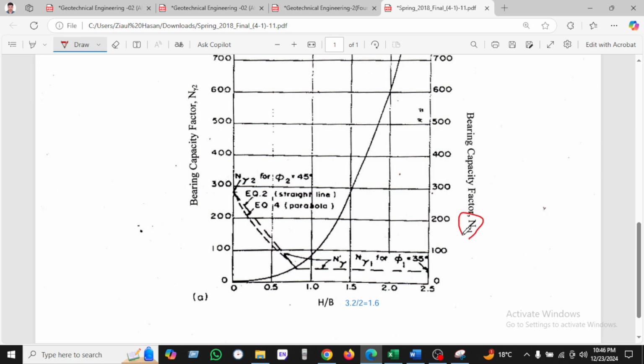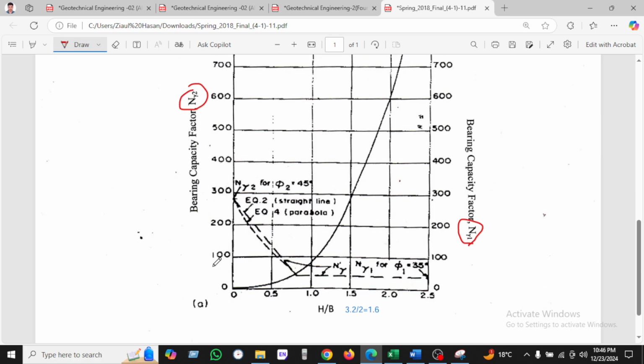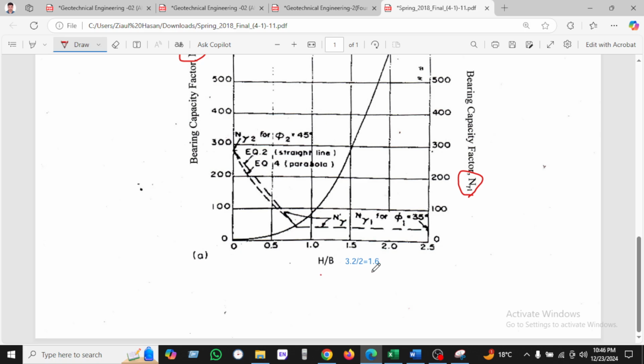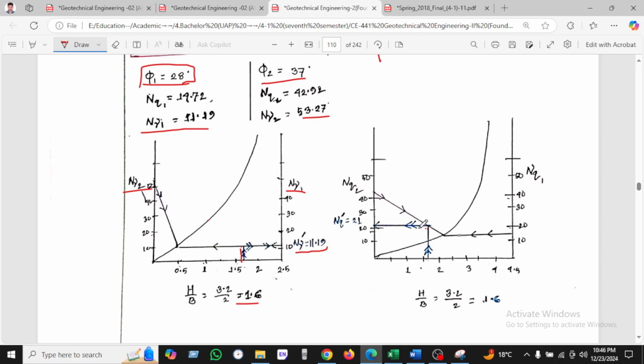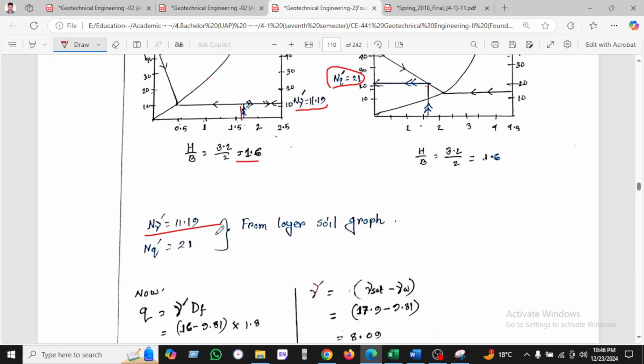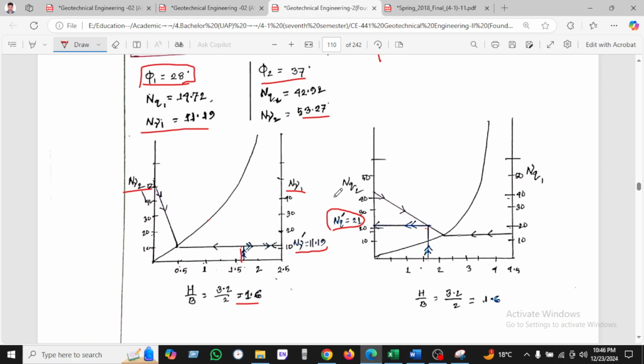N gamma 1 is on the right side, and N gamma 2 is on the left side, and H by B is 1.6. So this is 5 and 1.6. This dotted line intersects here, and we find it is almost 21. So N gamma q1 prime is 21. So these two values we have found from this graph.